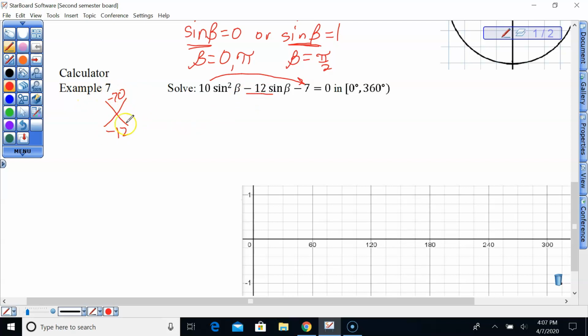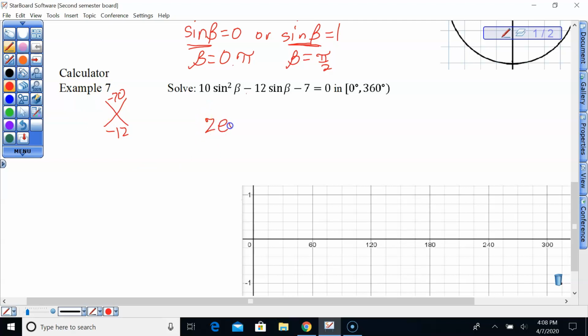And you can sit here and think about numbers that would multiply to negative 70 and add to negative 12, but there aren't any that, I mean, there are, but we don't know what they are. And so you would have to use the quadratic formula or complete the square to solve this, and that would just be awful. And then because it's not going to end up with values on your unit circle, you'll have to rely on your calculator to find a beta anyway. So I say let's just go into our calculator and graph this.